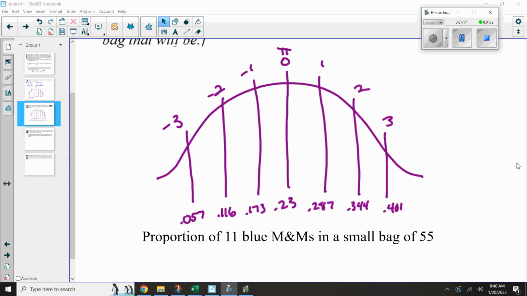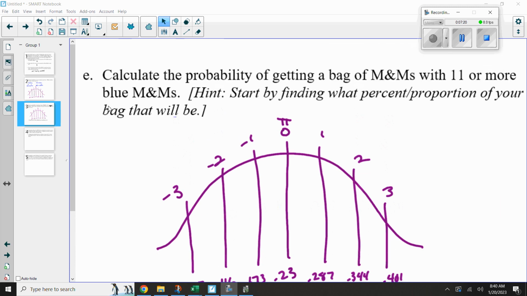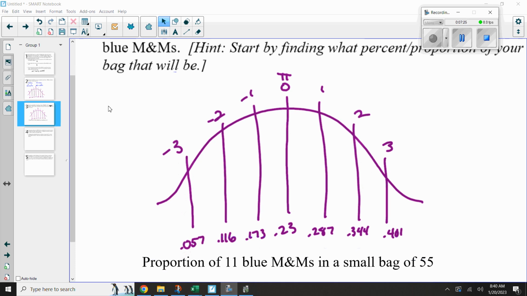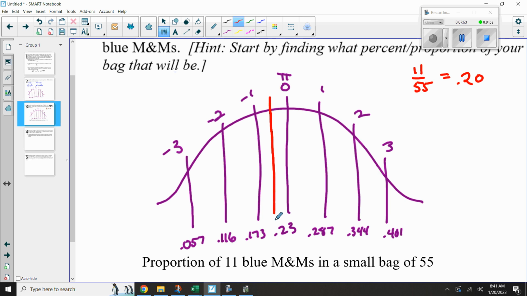And so the problem is saying, well, what if I have 11 in the bag? Well, 11 doesn't really help me, but what does help me is 11 out of 55. And I find out that that is equal to a proportion of 0.20. So now I can look at my diagram here and say, well, this shouldn't be too hard to figure out. 0.20, well, that's between 1.173 and 0.23. So it's right in here someplace, I think. And I'm going to put my proportion down here on the bottom.